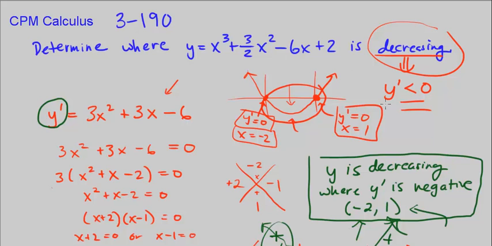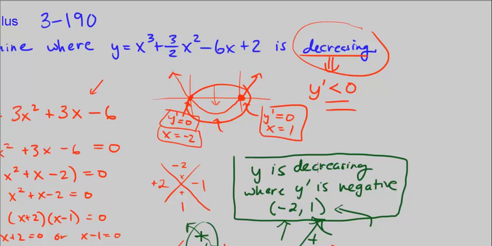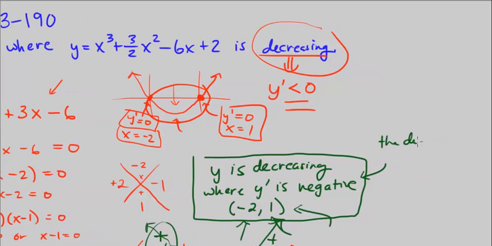Okay, so how did the derivative help? Well, this is how the derivative helped, right? The derivative, let me get more space, is y prime. There we go. All right, so this is the end of CPM Chapter 3, number 190 from Calculus.